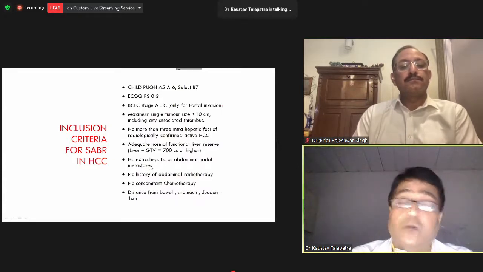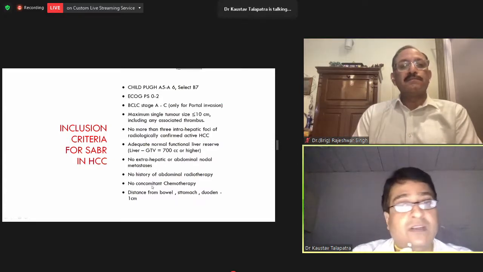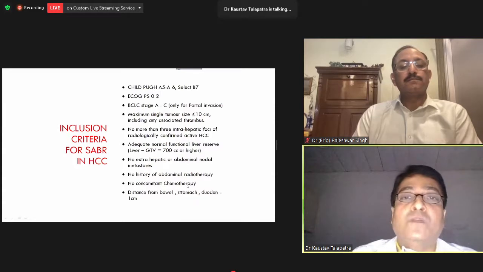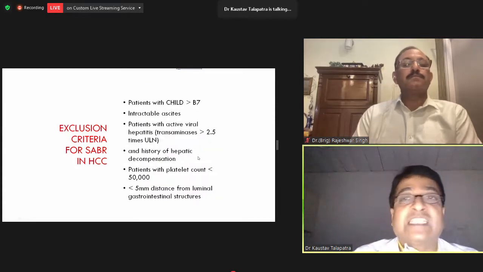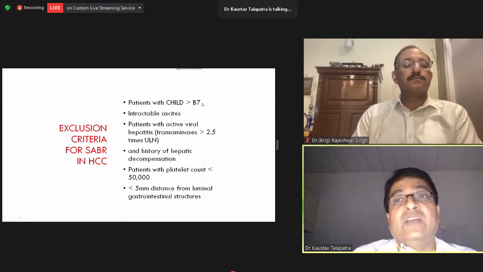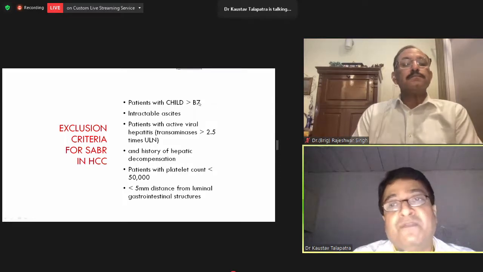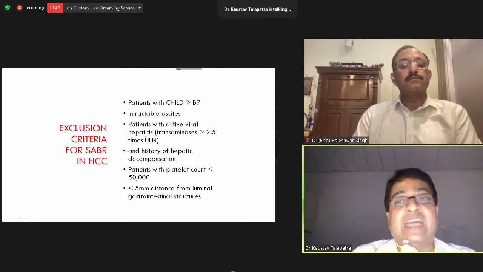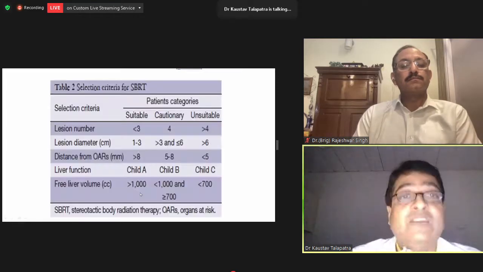I'll be talking about oligometastatic disease later. No history of previous abdominal radiotherapy or concomitant chemotherapy, and the bowel should be a little distant. Exclusion criteria: patients more than Child B7, except for portal tumor thrombus, which falls under stage 3, intractable ascites, active viral hepatitis, low platelet counts, liver decompensation, and if your luminal GI structures are less than 5 millimeters.